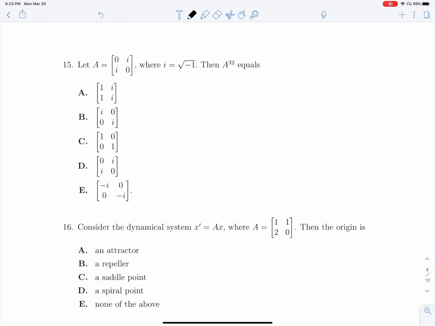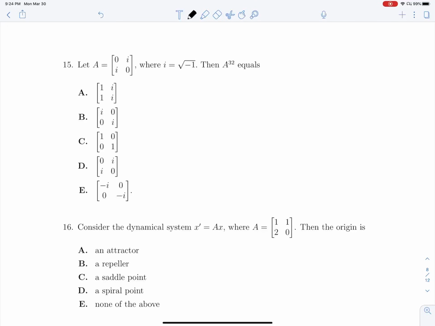Question 15, let A equal that complex valued or imaginary valued matrix there, where i is the square root of negative 1, and we're trying to find A to the 32nd power. I'm pretty sure you can do some fancy diagonalization stuff to make this much easier, utilizing the fact that A to the k is equal to P inverse D to the k P. And that will get you an answer pretty quickly. But just because I feel like it, we're going to brute force our way through this one and see how it goes.